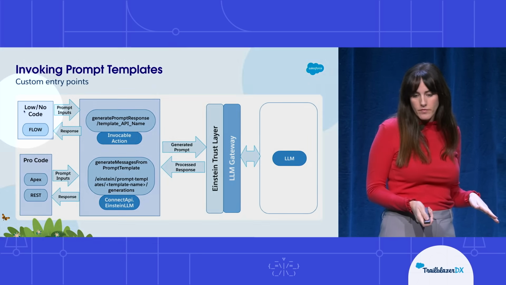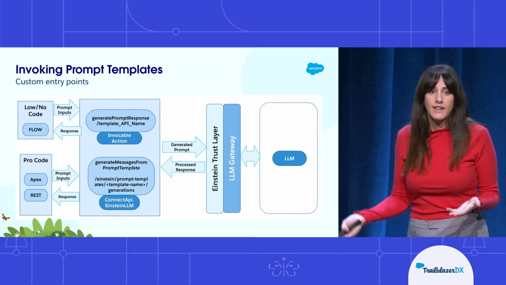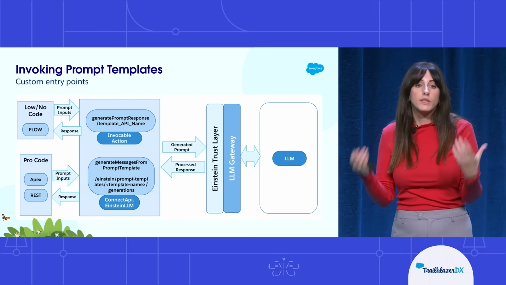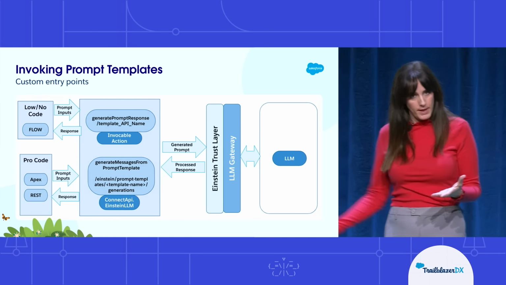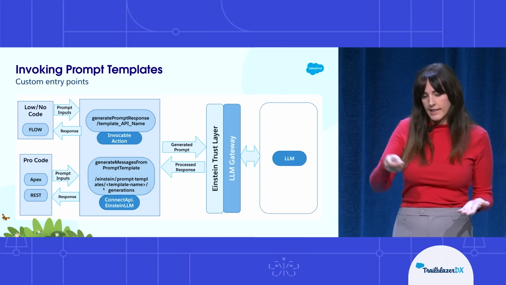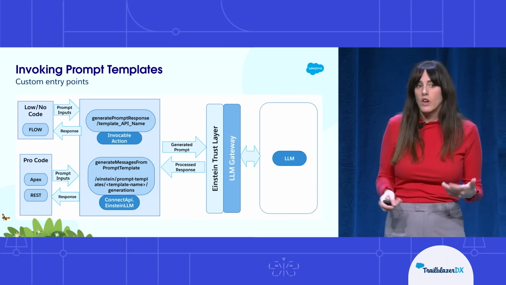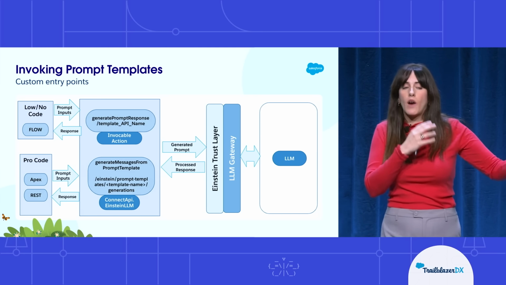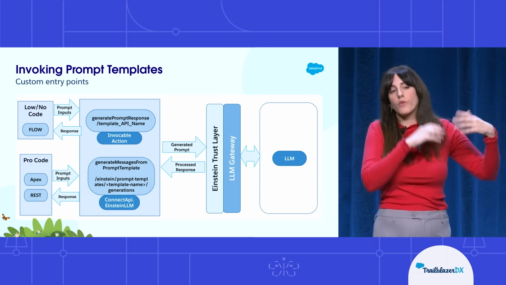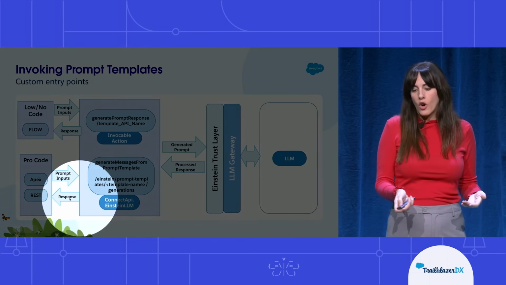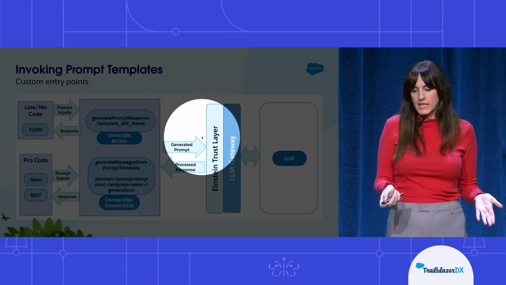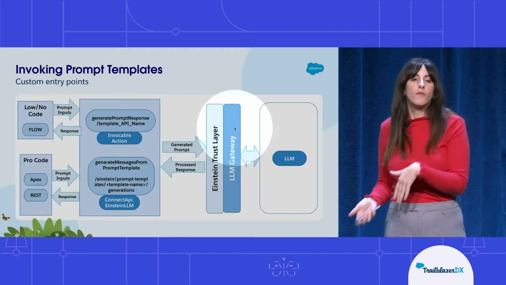With code, we have Apex. In Apex, we have a method in the Connect API that we can use to generate a response from a prompt template. And on the REST API, there is an endpoint, Einstein prompt templates, and then the template name, generations, that you can use for exactly the same. From a third-party system, we can call that endpoint, invoke our prompt template, and make it go through the trust layer, and then go to the model and generate a response. So this will be how you get a response using that prompt template. Of course, again, all our prompt templates go through the Einstein trust layer before going to the large language model.